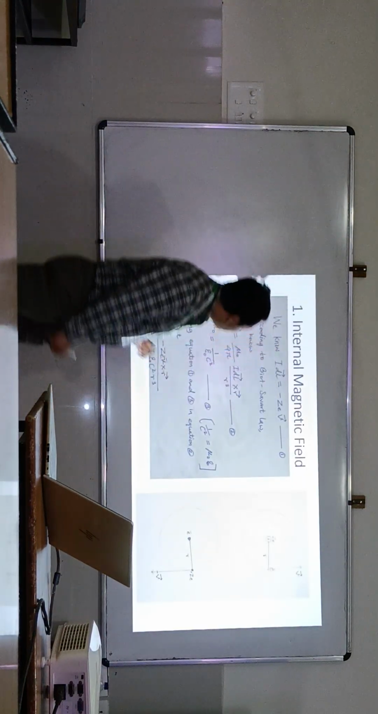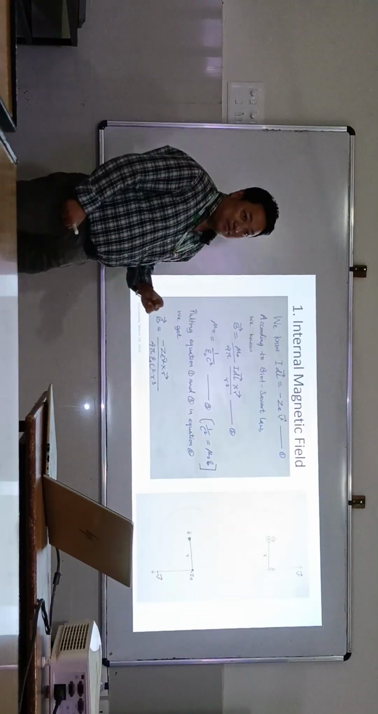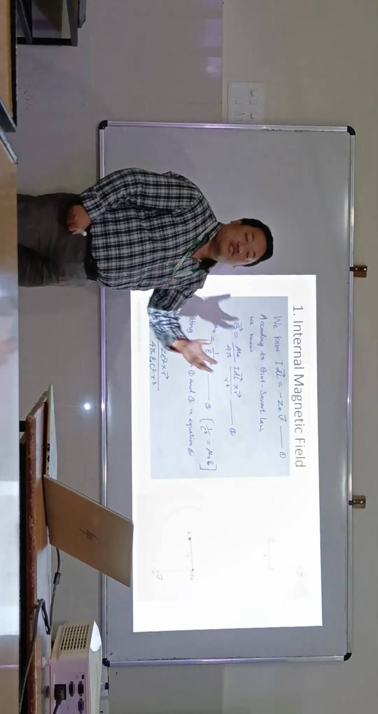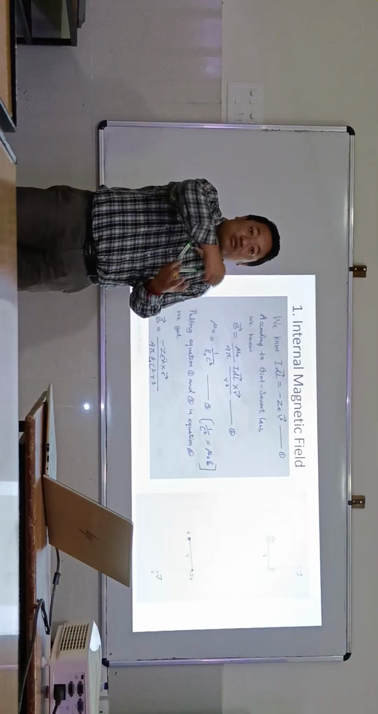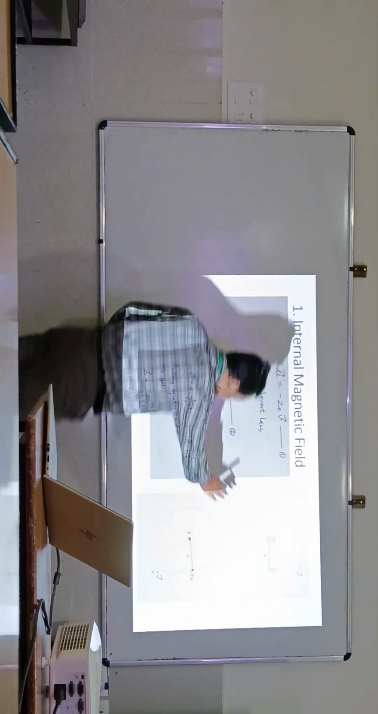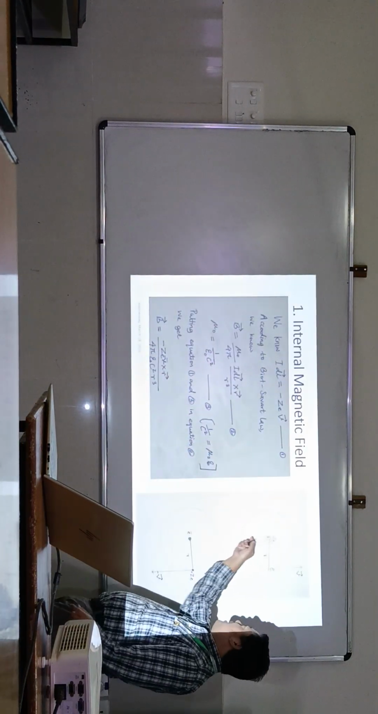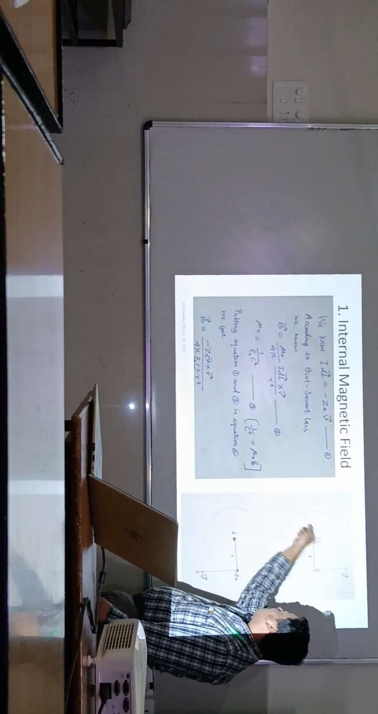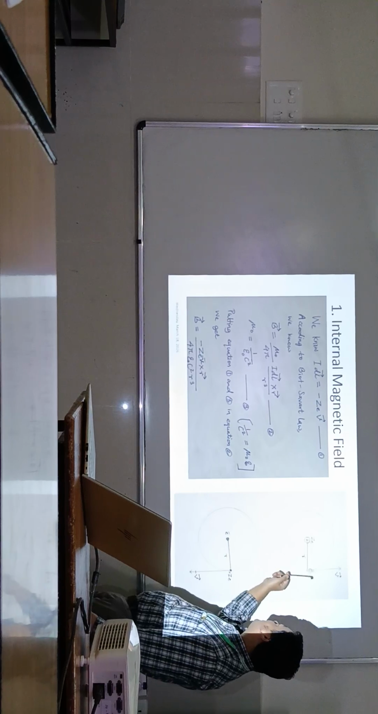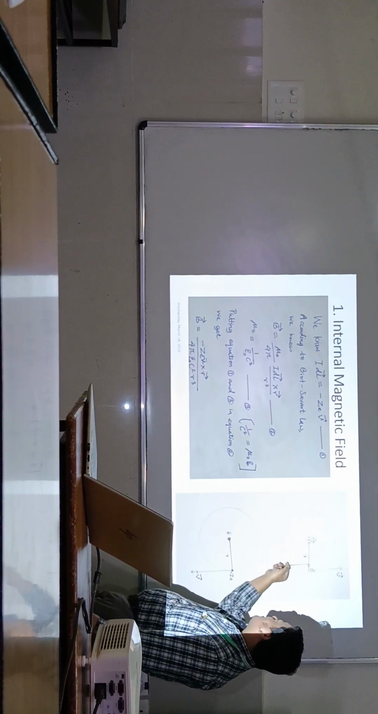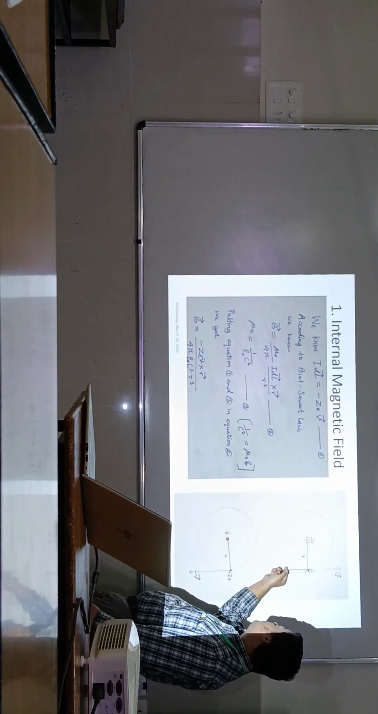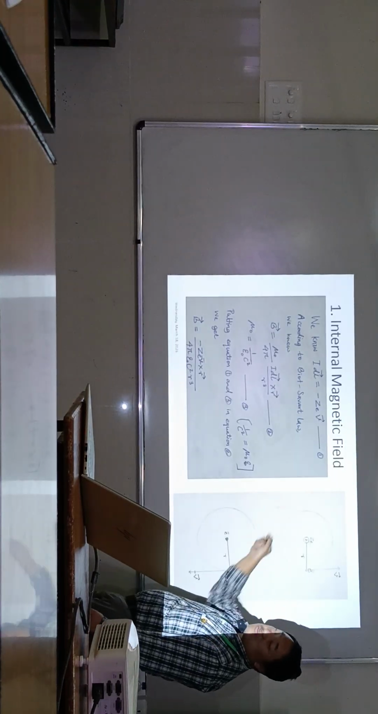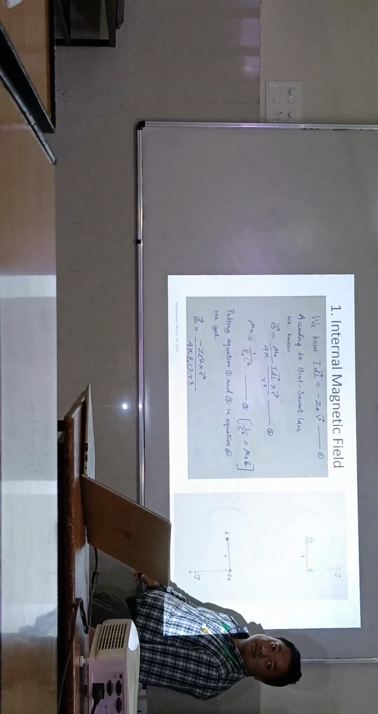Now, the first thing we have to calculate is the internal magnetic field, which is generated by the electron revolving around the nucleus. I have drawn a diagram here. In the center we have the nucleus, and here is the electron. This is the orbit. The electron, at radius r from the nucleus, moves around the nucleus with velocity v.